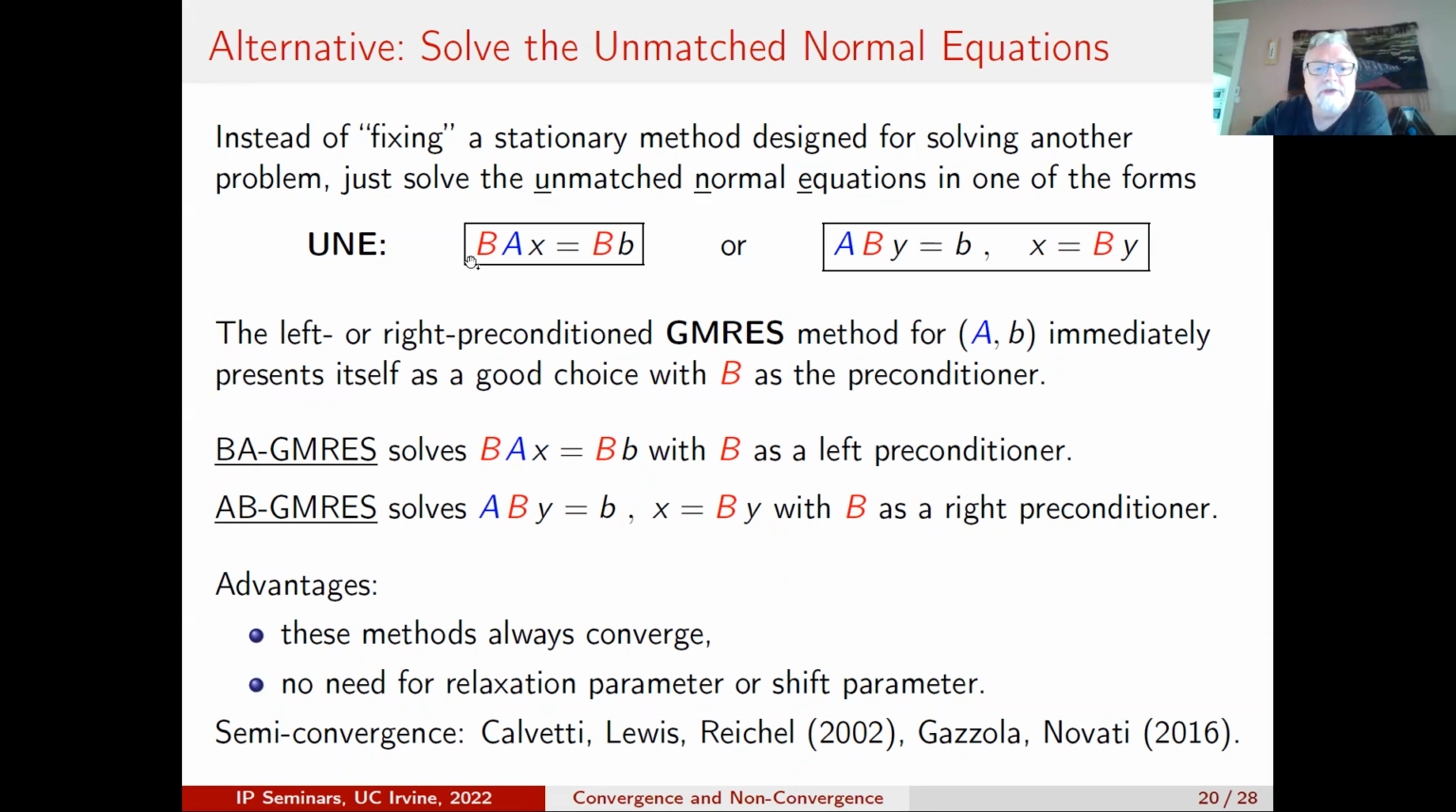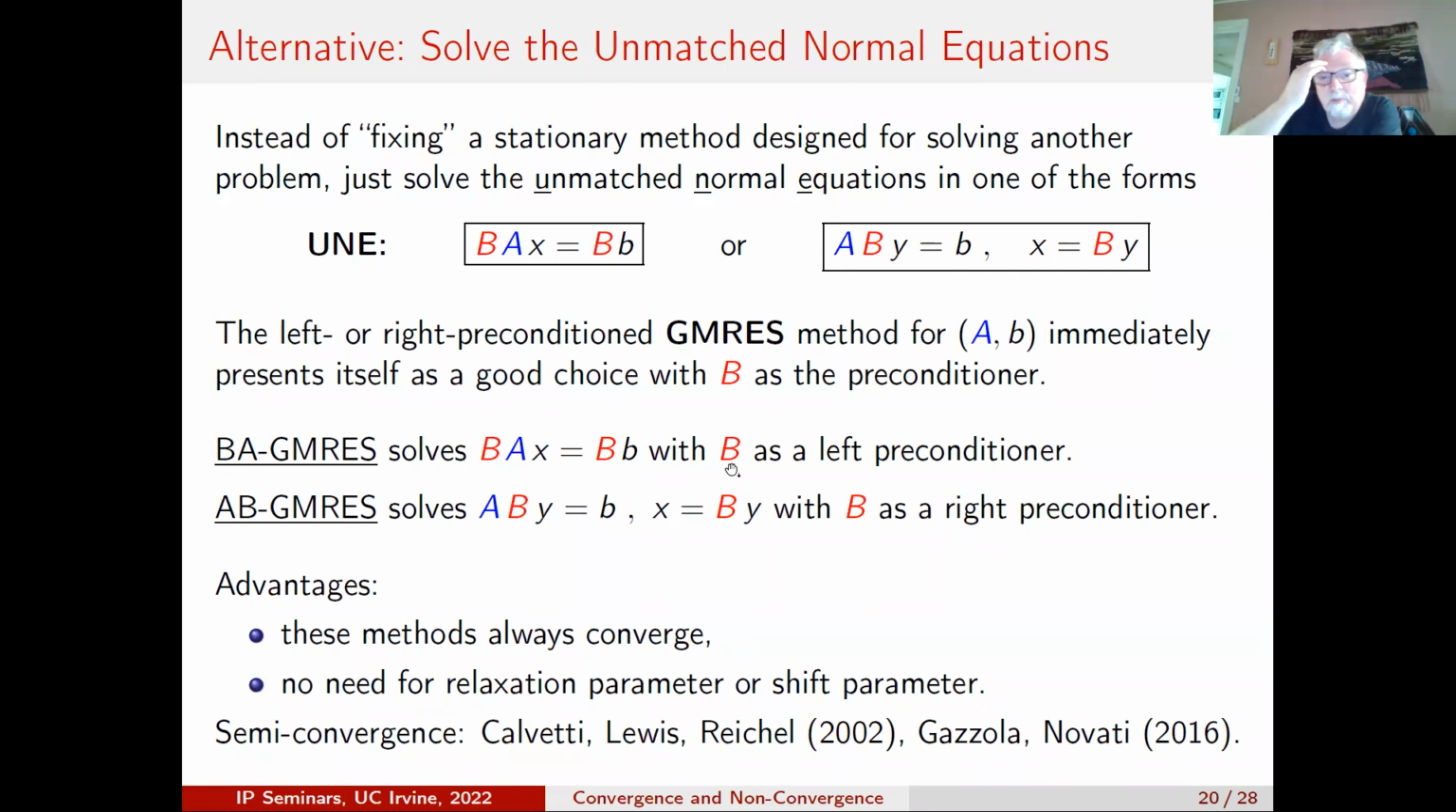Right, because what we have here is a square matrix, but it's non-symmetric. So GMRES is the method of choice. And then it turns out that if you implement GMRES for either this one or this one here, then you end up with two different variations of GMRES that we call AB GMRES and BA GMRES. BA GMRES kind of solves this one here.